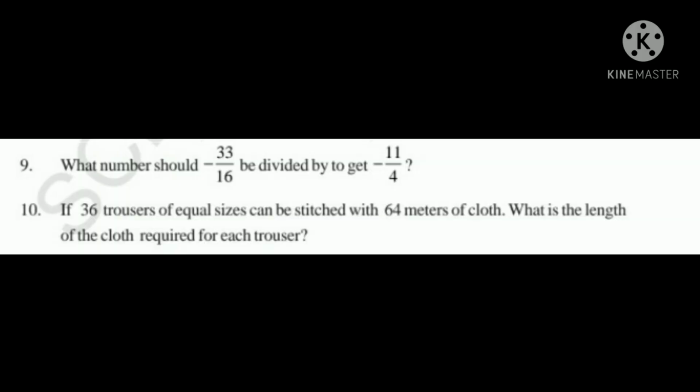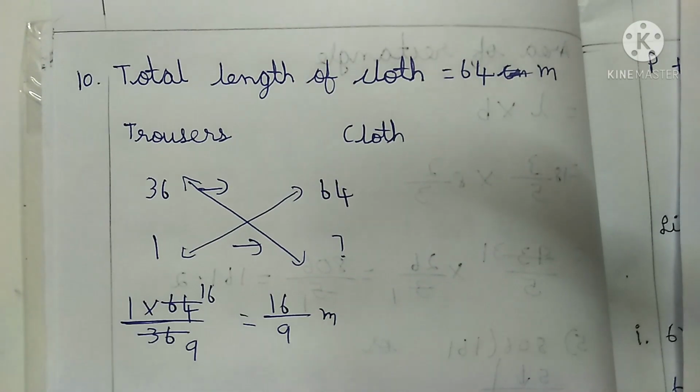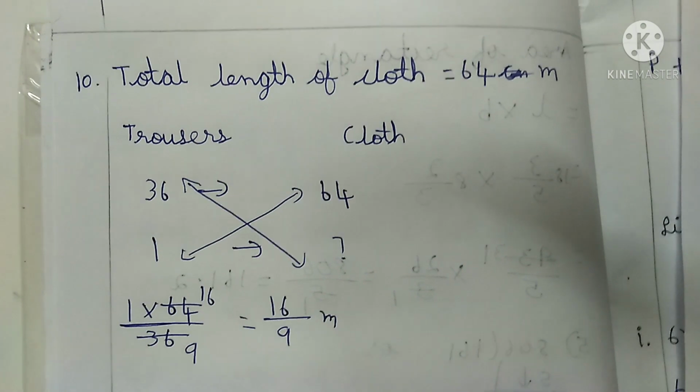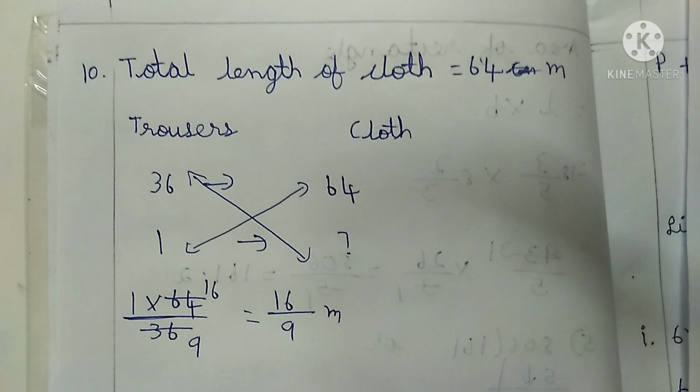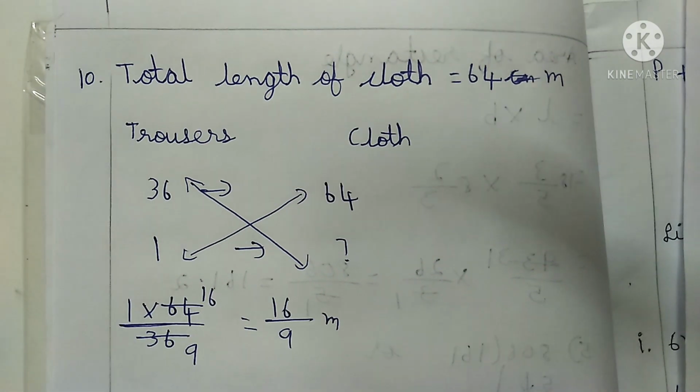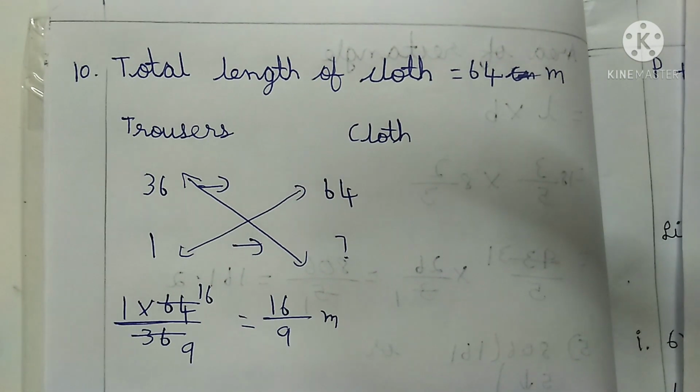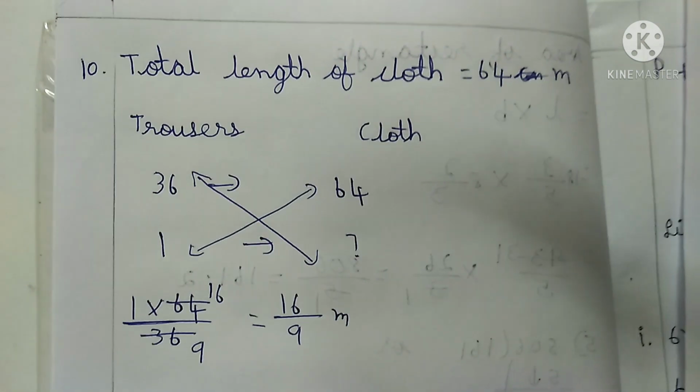Now let us solve the 10th question. If 36 trousers of equal sizes can be stitched with 64 meters of cloth, what is the length of the cloth required for each trouser? Now let us solve this question. So firstly we should know total length of a cloth. They given 64 meters. Here we know 36 trousers took 64 meters cloth. So what is the one trouser took dash cloth?